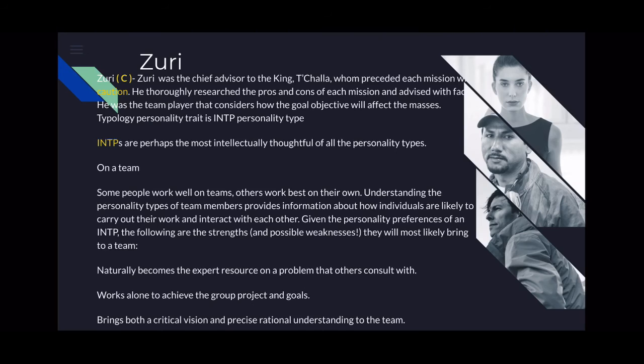ESFJs value loyalty and tradition and usually make their family and friends their top priority. They are generous with their time, effort, and emotions. They often take on the concerns of others as if they were their own and will attempt to put their significant organizational talents to use to bring order to other people's lives.